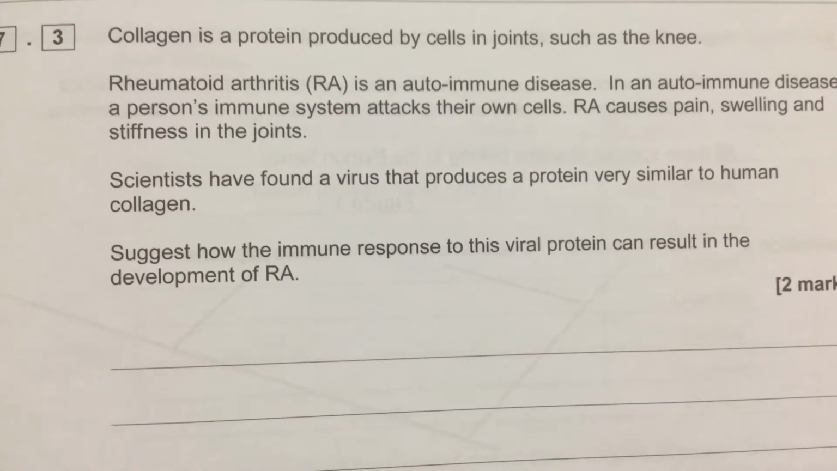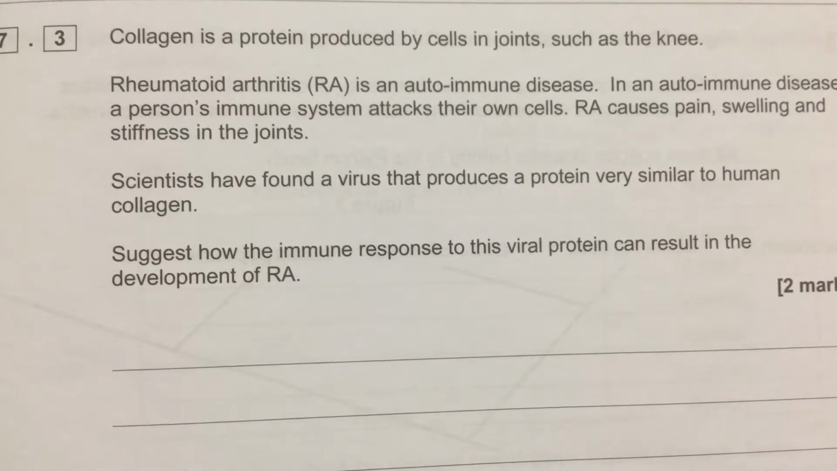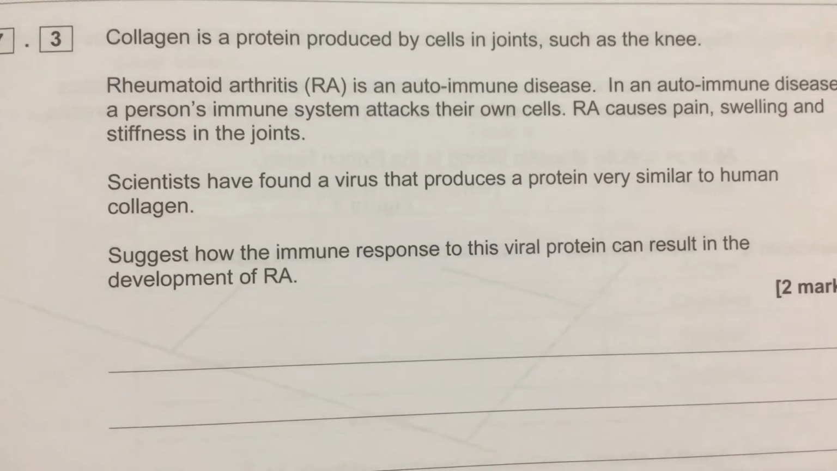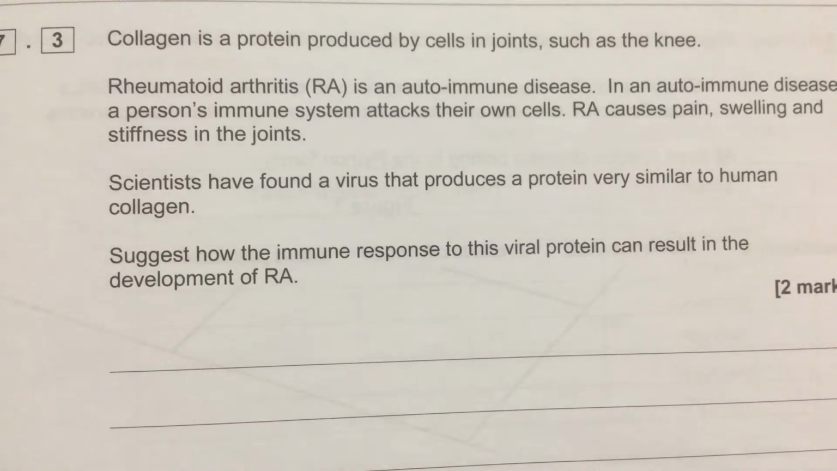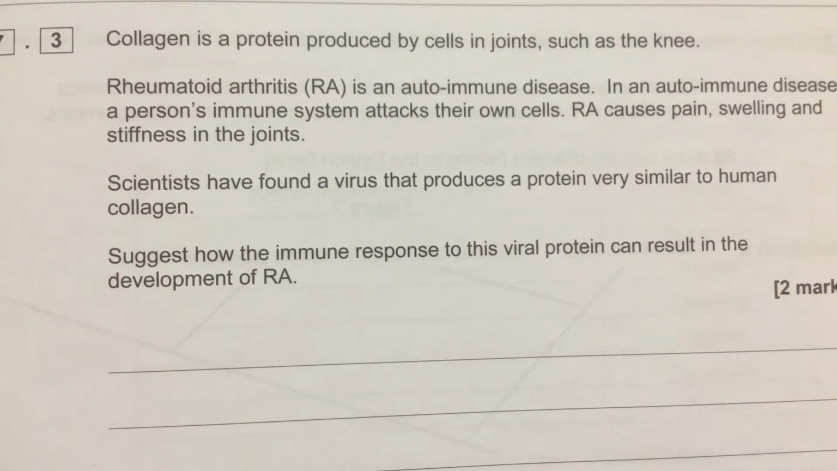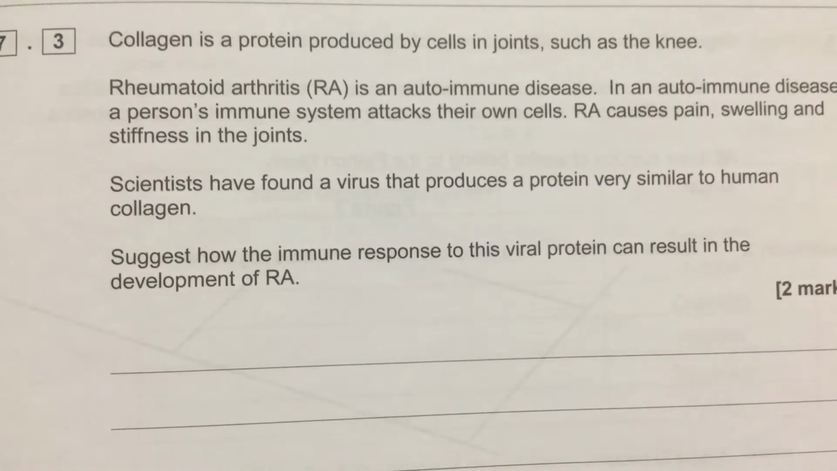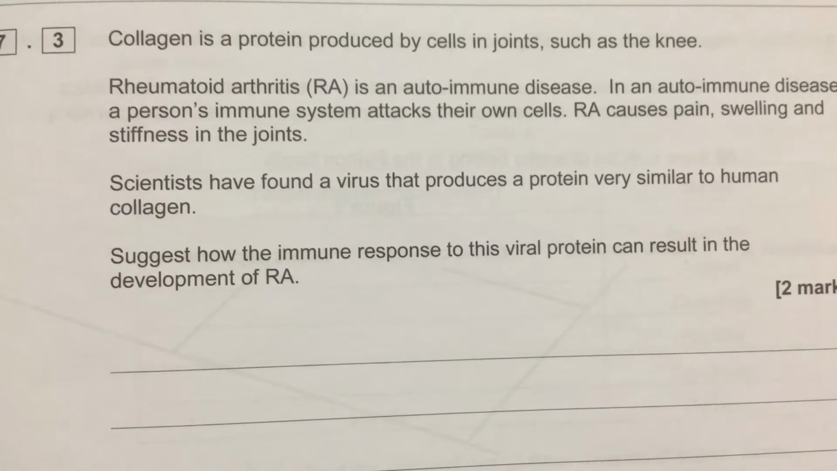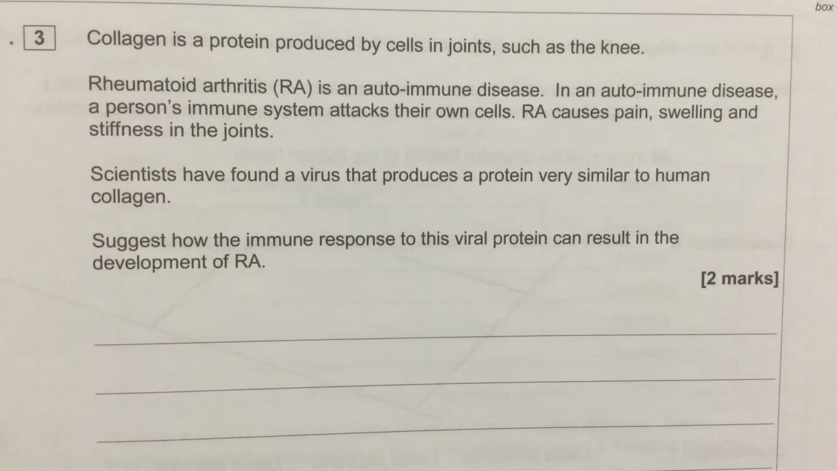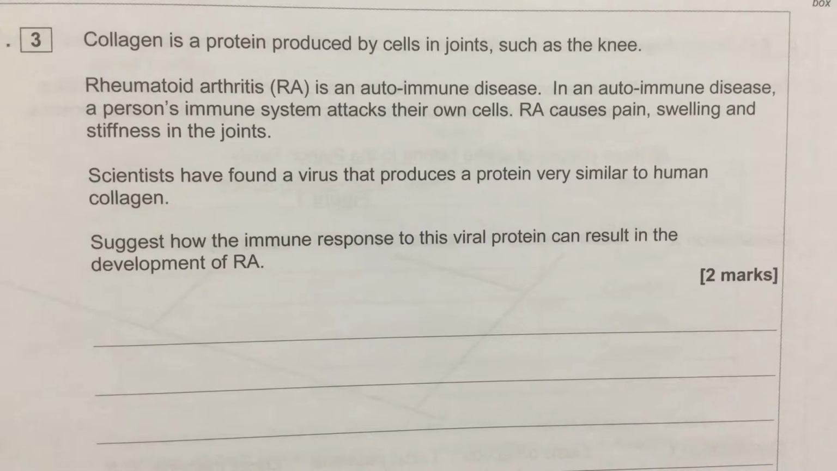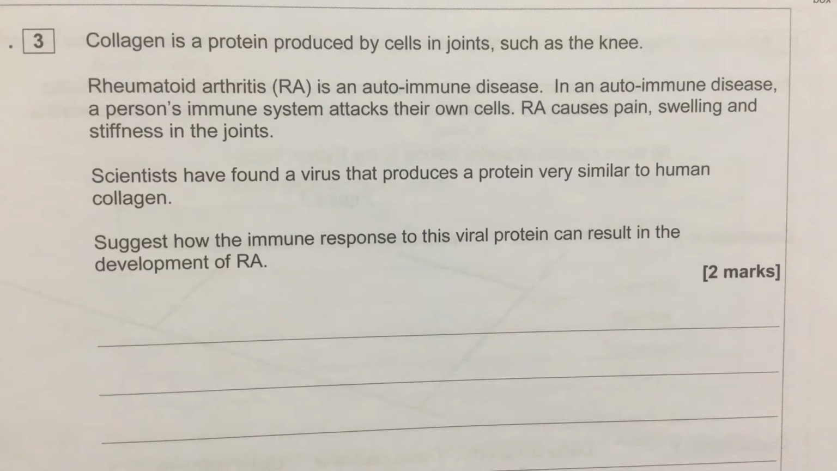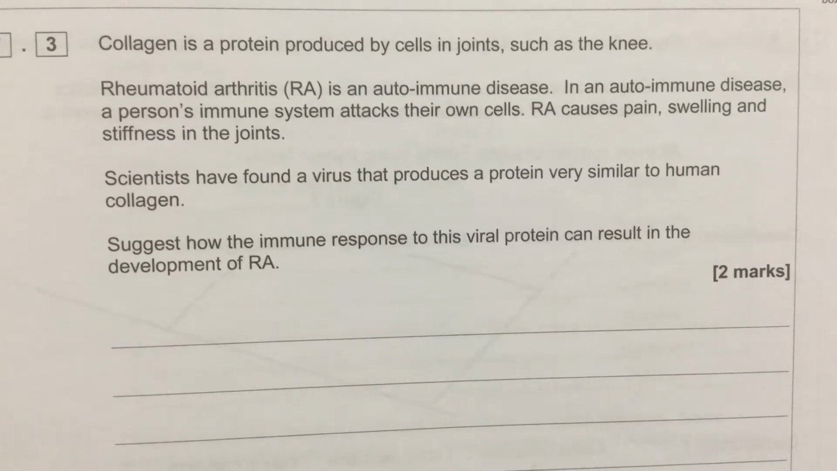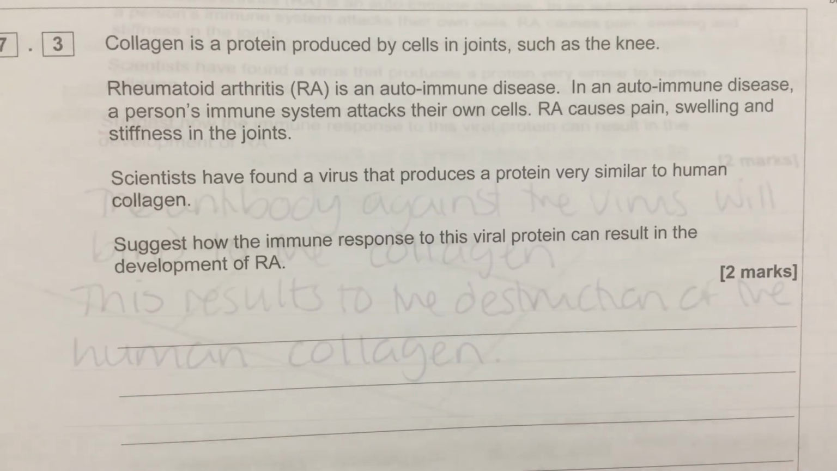And the next bit is a lot of reading for a 2-mark question. Collagen is a protein produced by cells in joints such as the knee. Rheumatoid arthritis, RA, is an autoimmune disease. In an autoimmune disease, a person's immune system attacks their own cells. RA causes pain, swelling and stiffness in the joints. Scientists have found a virus that produces a protein very similar to human collagen. Suggest how the immune response to this viral protein could result in the development of RA.